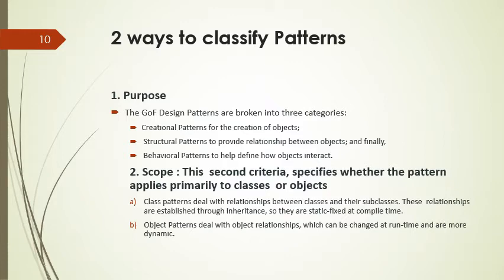Now the second way to classify the patterns is according to the scope. This criterion specifies whether the pattern applies primarily to classes or objects. So class patterns deal with relationships between classes and their subclasses, and these relationships are established through inheritance. So they are static, fixed at compile time. And the second is object patterns, which deal with object relationships that can be changed at runtime and are more dynamic.